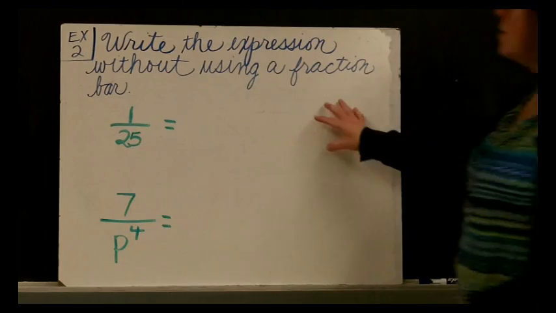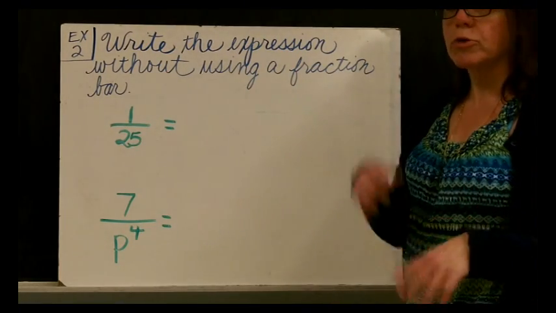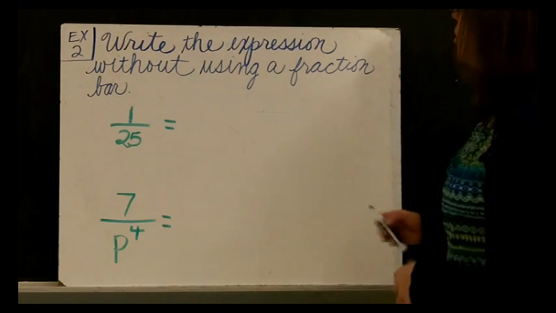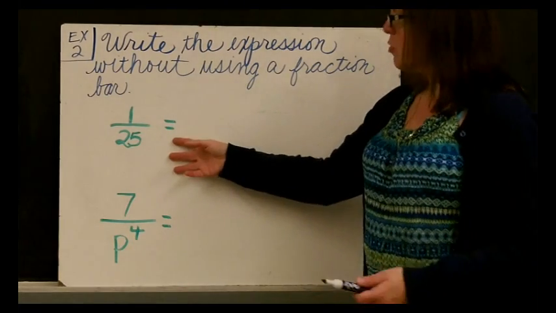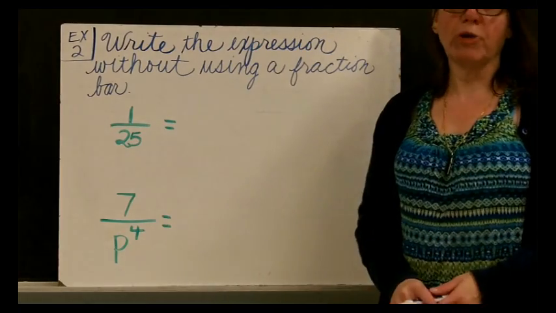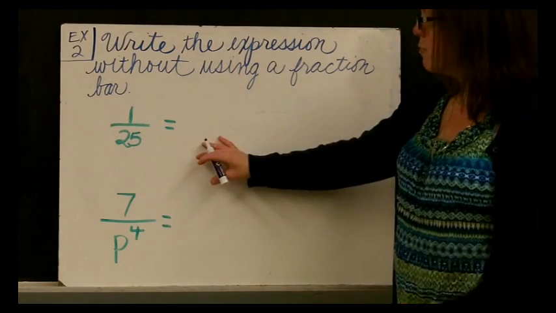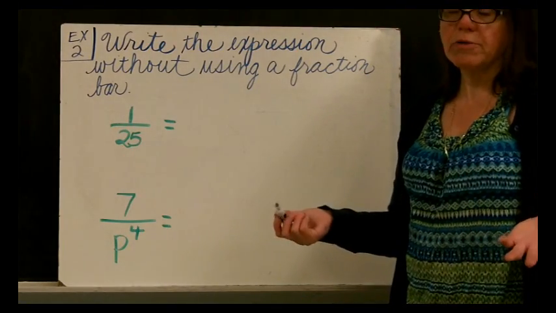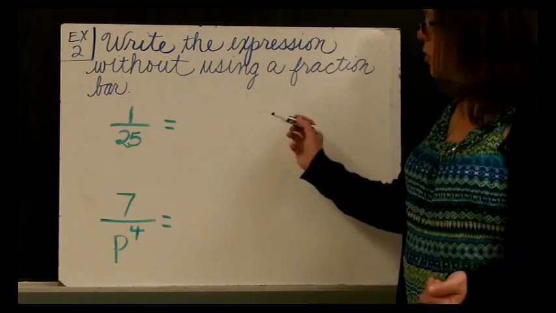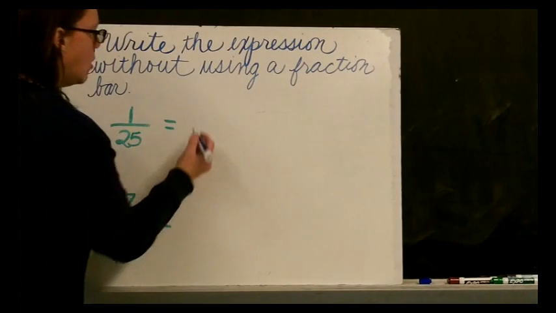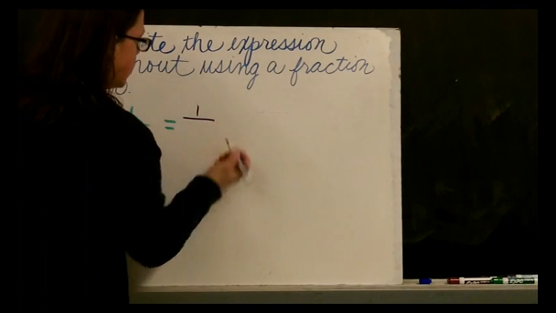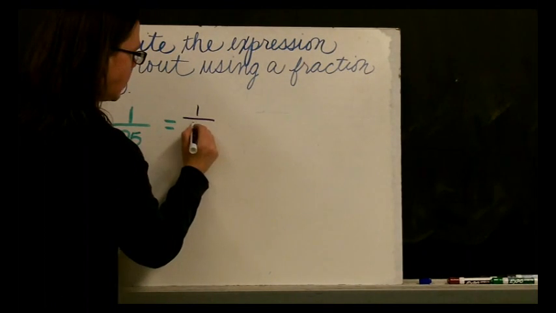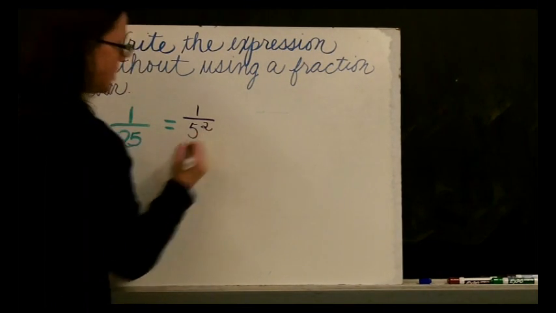Now we have our second example. Here we're going to work backwards. We're going to do the opposite of what we did in the first example, because we are going to write these expressions without using a fraction bar. Let's take a look at the first part. We have 1 over 25. Now, I don't see any exponents. So what we're going to do is change this: 25 is the same as 5 to the second power.